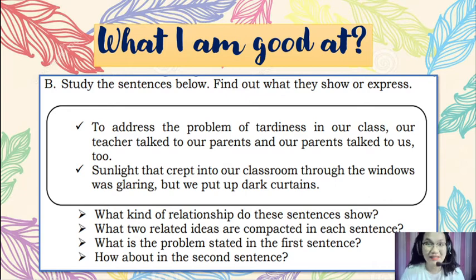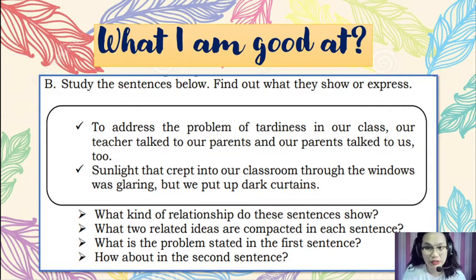It is evident that these sentences show problem and solution informational text. Next, what two related ideas are connected with each other? Or, what are the two ideas written in the sentences? So there is a problem, and also there is a solution.